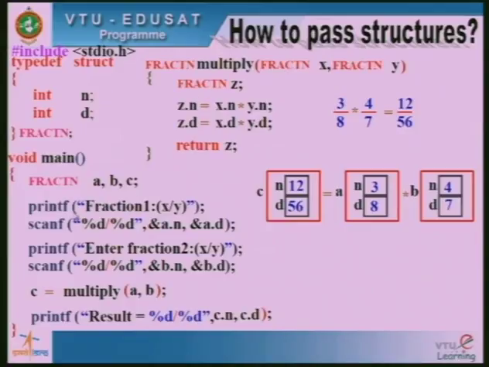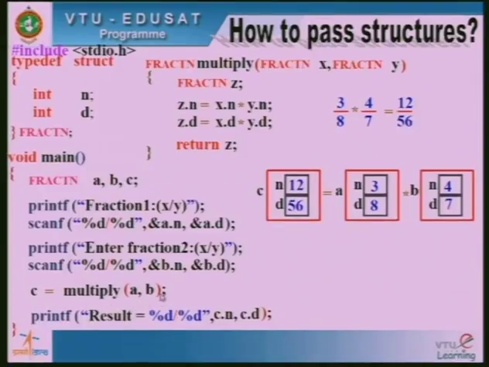Now we know how to read two fractions, how to write a function multiply, and how to call the function multiply. Remember, what is this a and b? a and b are not the members inside a structure. a and b are structure variables. So we are passing structures. Now we know how to pass structures. In the previous example, we have seen how to pass members of a structure. Here we have seen how to pass structures. I think we can stop at this point and let us continue in the next class. Thank you.